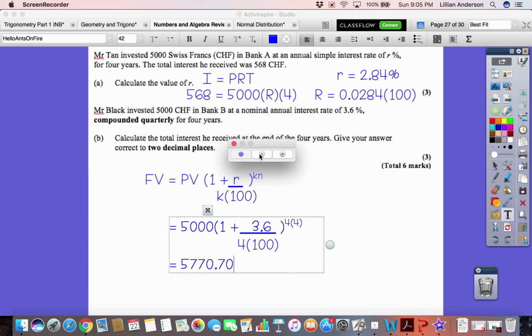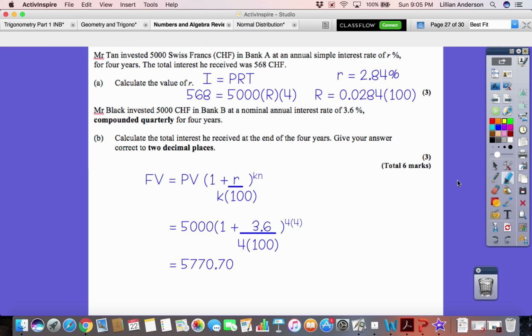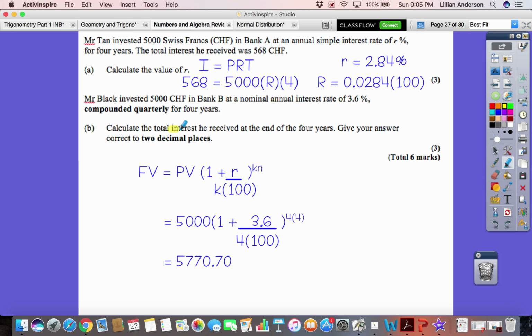So you get 5,770.70 francs. Now that's how much Mr. Black received after 4 years, compounded quarterly. But it didn't ask you for that amount. It asked you for how much interest he received. Okay, it asked you for how much interest.